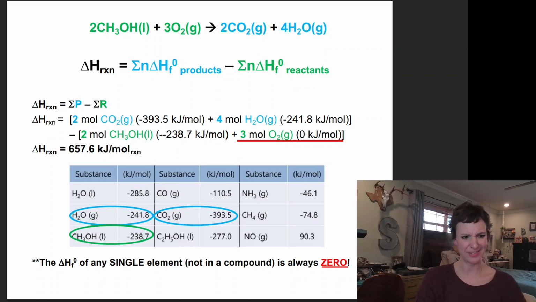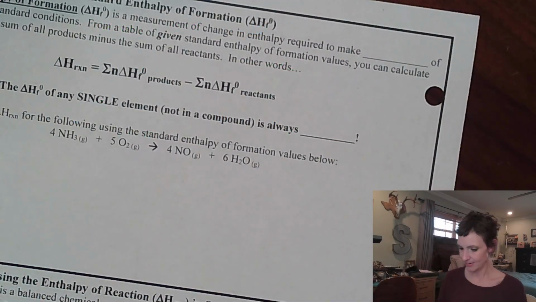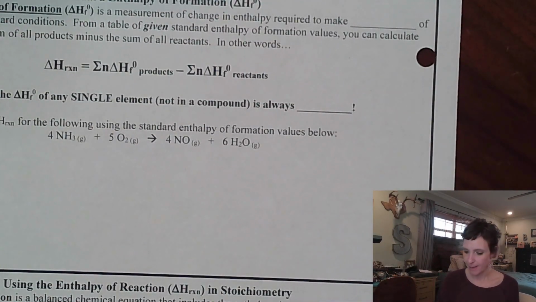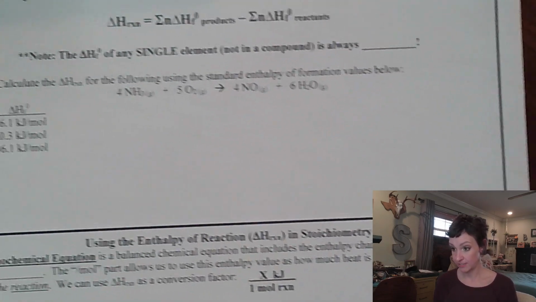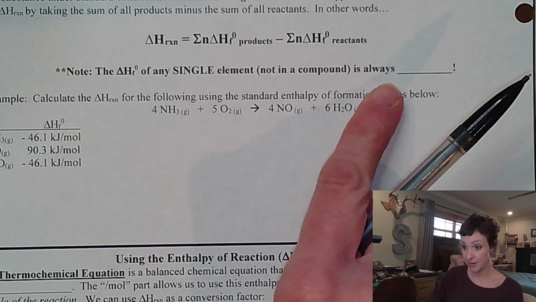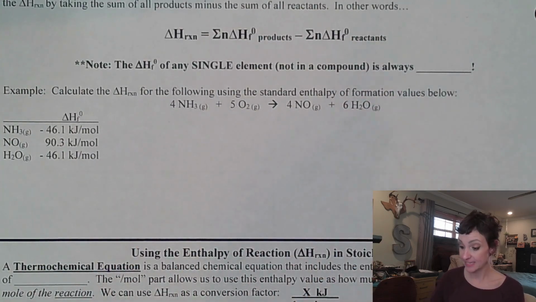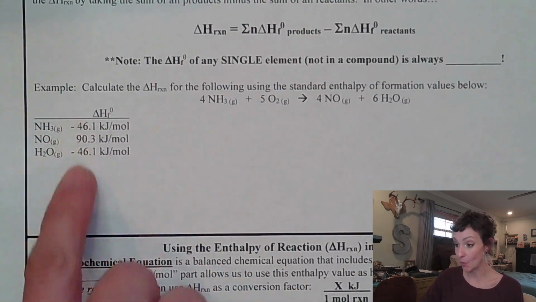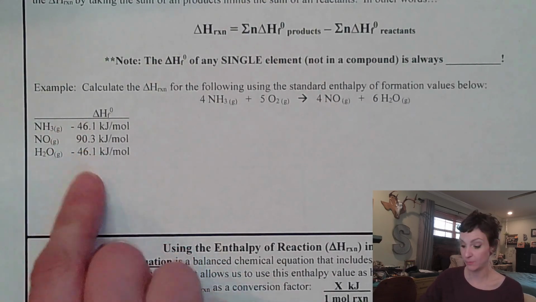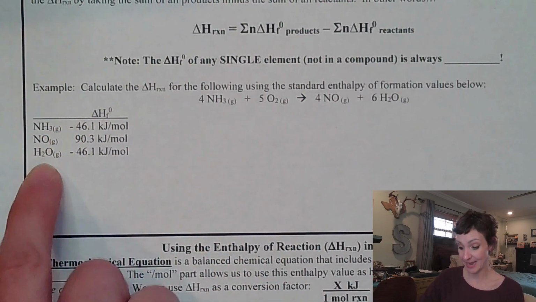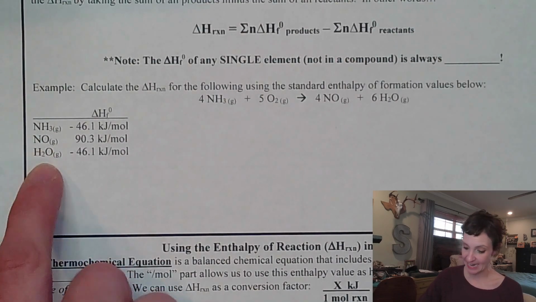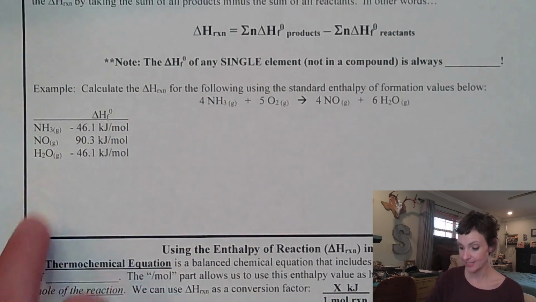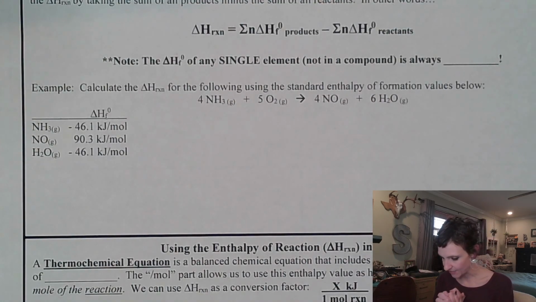Okay, so let's do a practice one together. We'll bounce on down here. Okay, so we already took all these notes. We already said that this is always going to be 0. I have an example problem. It says calculate the delta H of the reaction for the following using the standard enthalpy of formation values below. So over here, I've given you the standard enthalpy of formations for ammonia gas, for nitrogen monoxide gas, and for water gas. Cool, amazing. All right, I have a chemical equation.